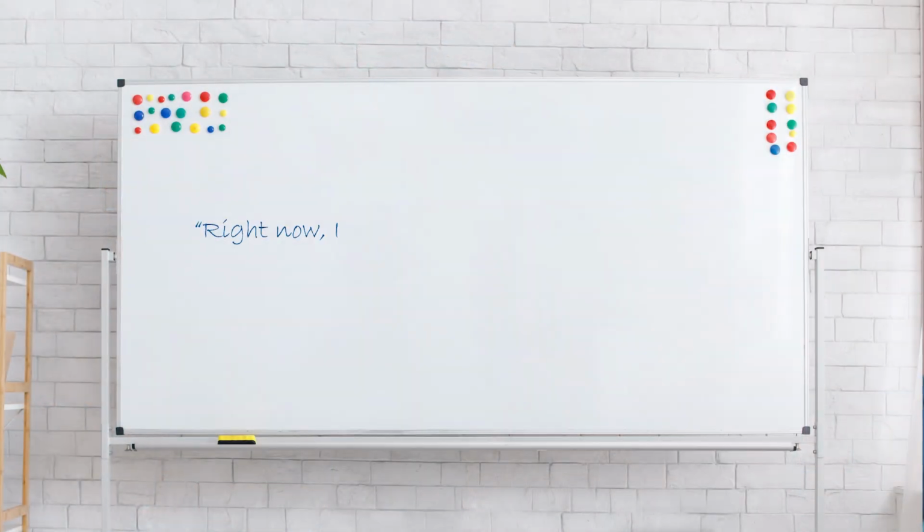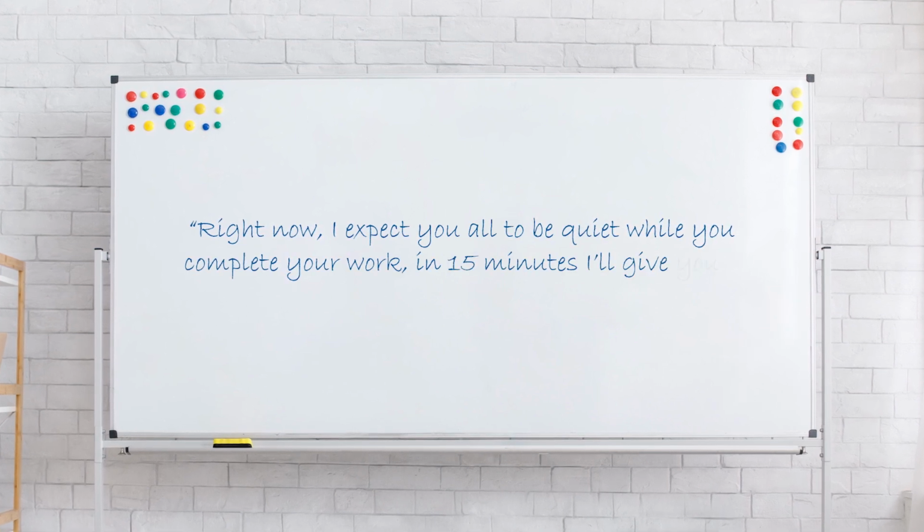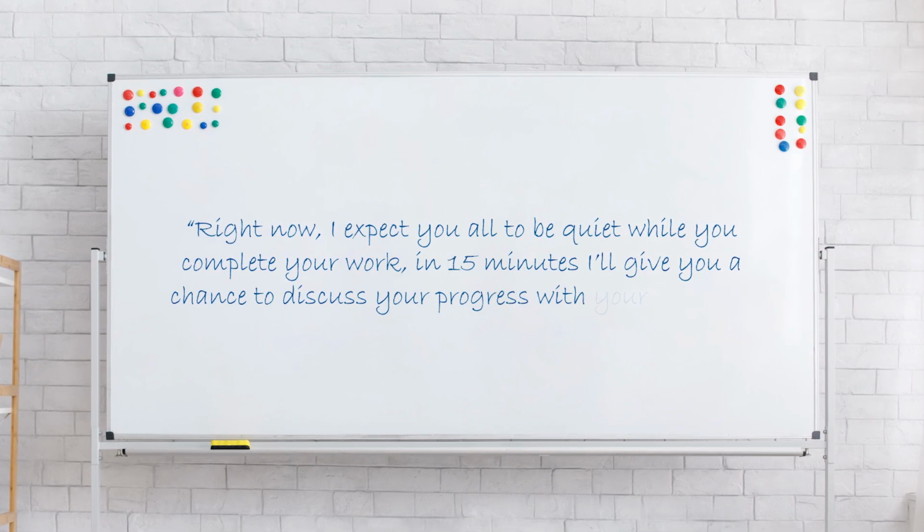Instead of telling the class off for talking, set out what you want to see. Right now, I expect you all to be quiet while you complete your work. In 15 minutes, I'll give you a chance to discuss your progress with your partner. Relationships can also be reset as you can wipe the slate clean and move forward together. If it's a particular student that's causing the disruption, take them out and find out what's causing a shift in their behaviour. Give them the opportunity to reset their own behaviour and move forward.